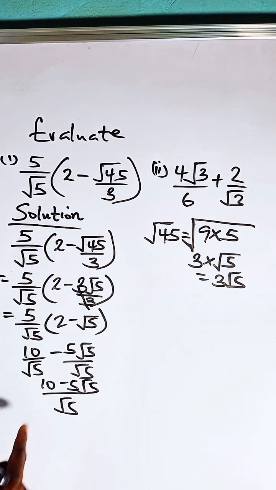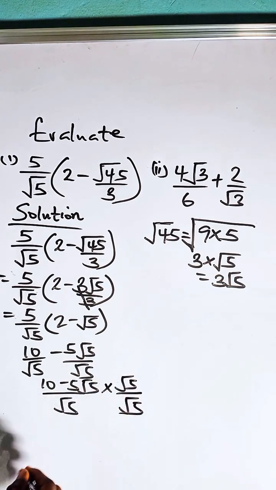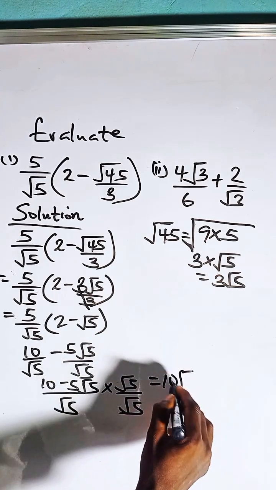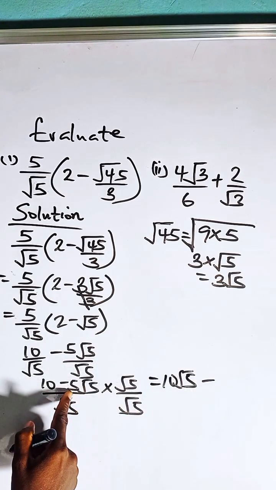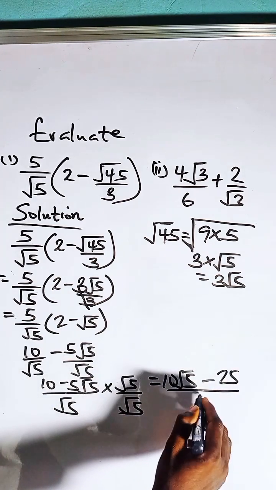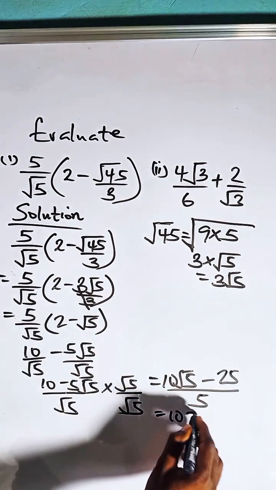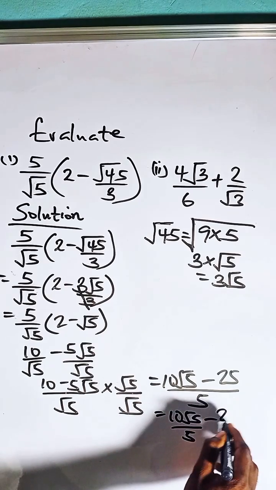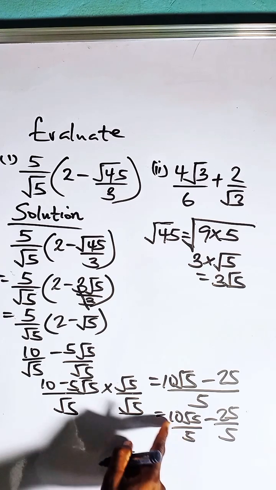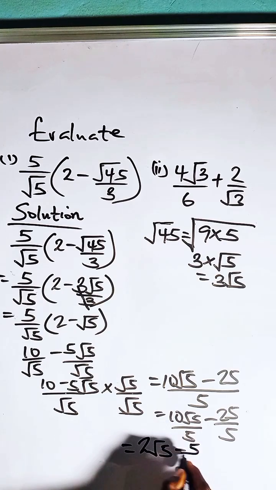So what do we do from here? We rationalize, so we say times root 5 over root 5. So for 10 times this, we have 10 root 5, minus 5 times root 5 times root 5, which is 5 times 5, that is 25, over 5. So here we have 10 root 5 over 5 minus 25 over 5. We simplify this: 10 over 5 is 2, so 2 root 5, minus, when we divide 25 by 5, we have 5.